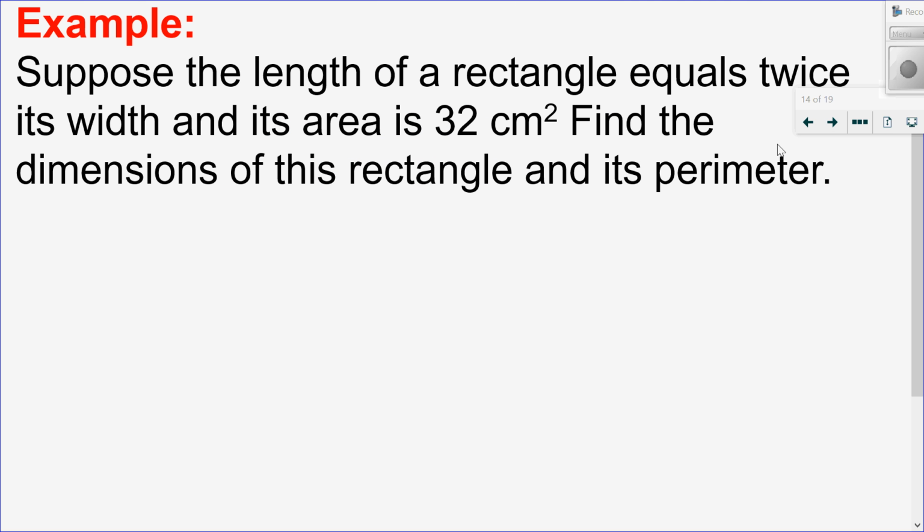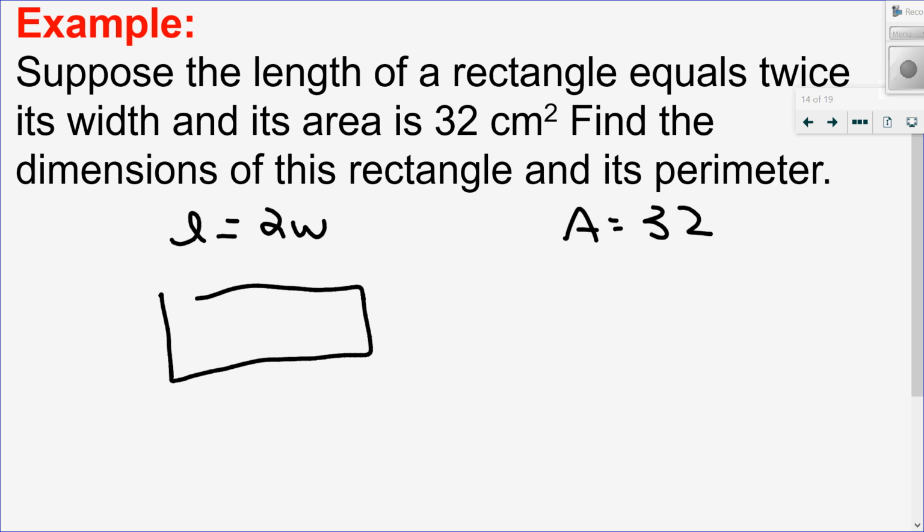Okay, one more word problem, and then we'll be done. So suppose the length of a rectangle equals twice the width, 2 times the width, and its area equals 32. Find the dimensions of this rectangle and the perimeter. Okay, let's draw a picture. So drawing a picture, I know that my length is 2 width. So I'm not going to use length, I'm going to use 2 width. And then of course width is just width.